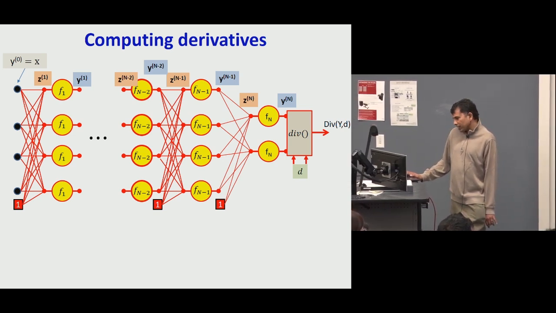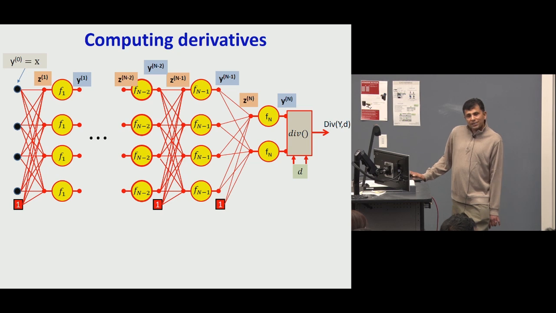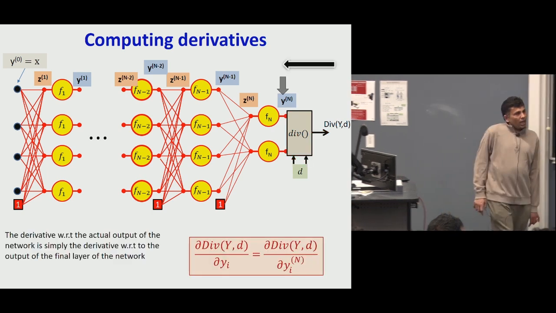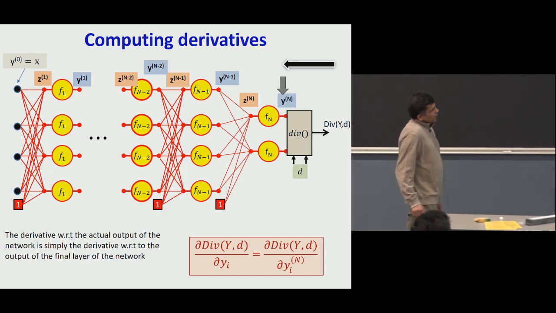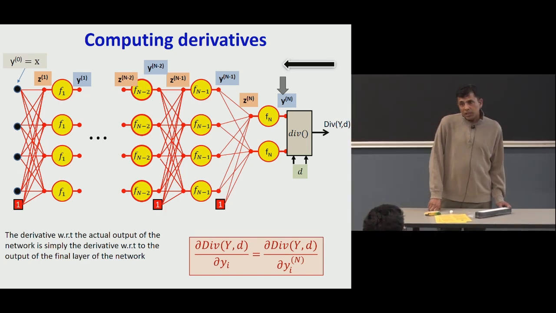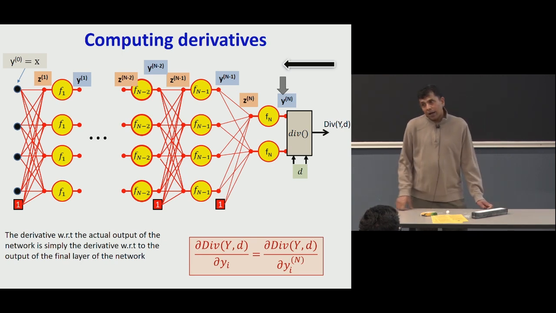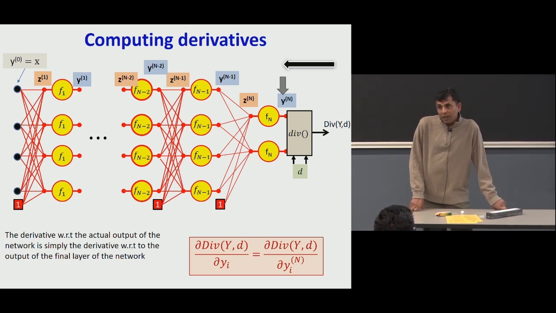It's actually fairly straightforward. You have some divergence function, and we're going to assume the divergence function is differentiable, remember? And so, since the divergence function is differentiable, I can compute the derivative of the divergence with respect to each of the inputs to the divergence function. The inputs to the divergence function are both the desired output D, which we don't really worry about changing, and also the output of the network.